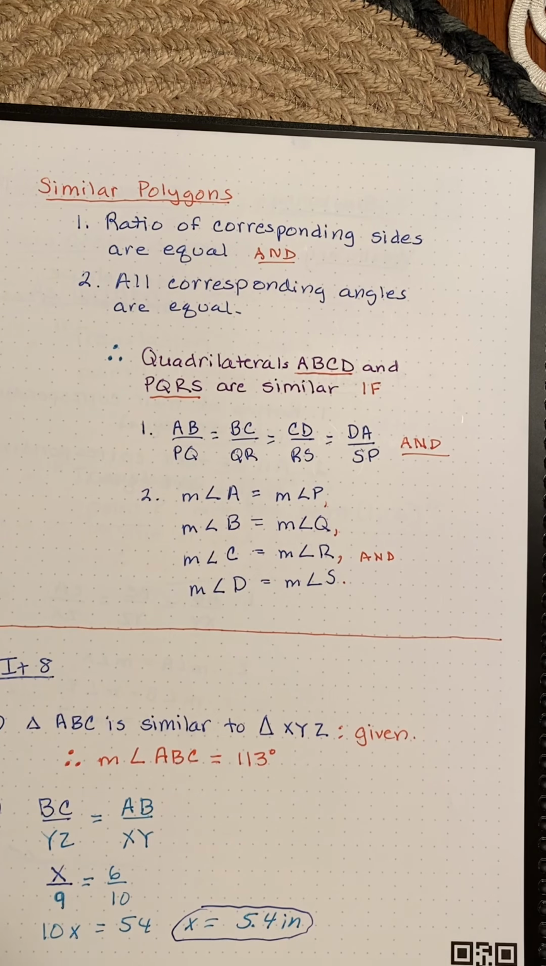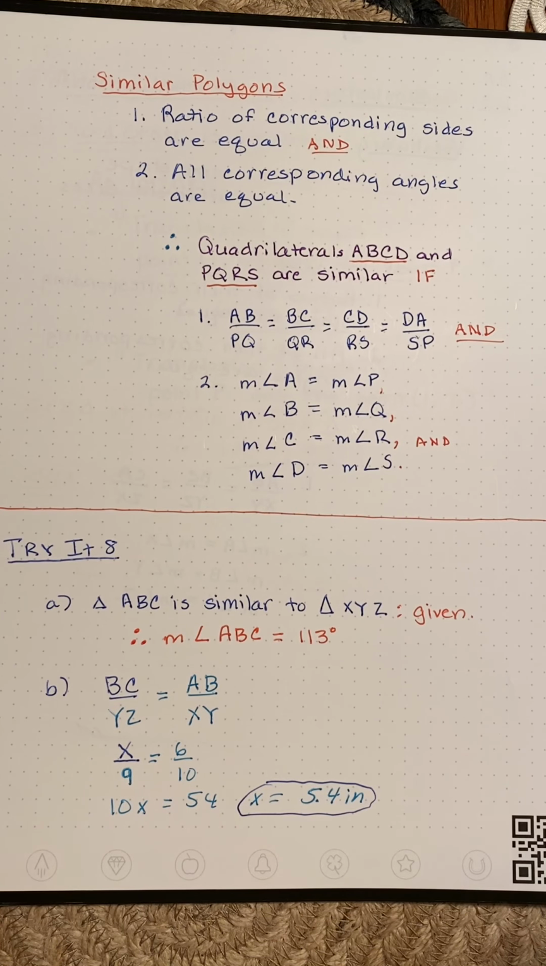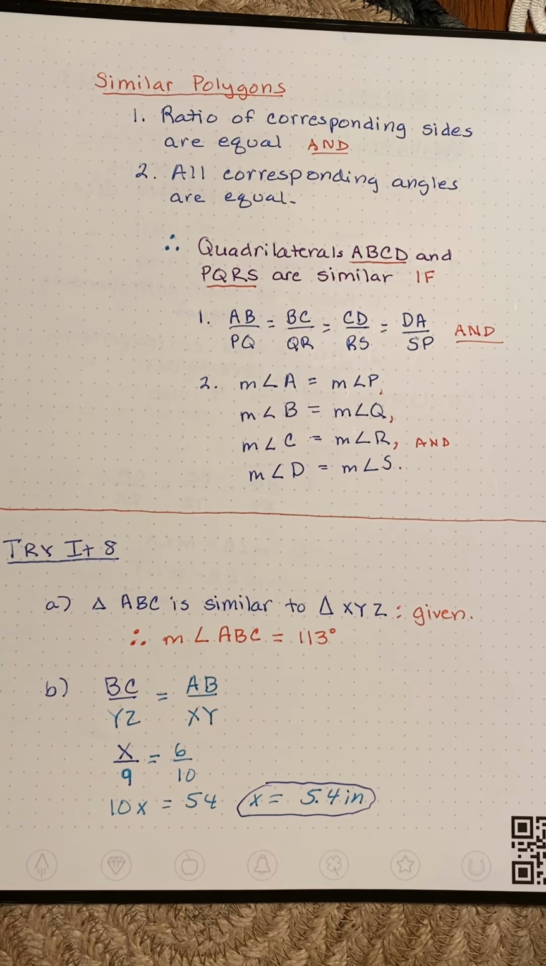So let's put all of this stuff into practice, and we're going to start with Try It 8 on the bottom of page 163. It says in the diagram, and if you look at those two triangles, triangle ABC is similar to triangle XYZ. So they're telling you right off the bat, those two triangles are similar.